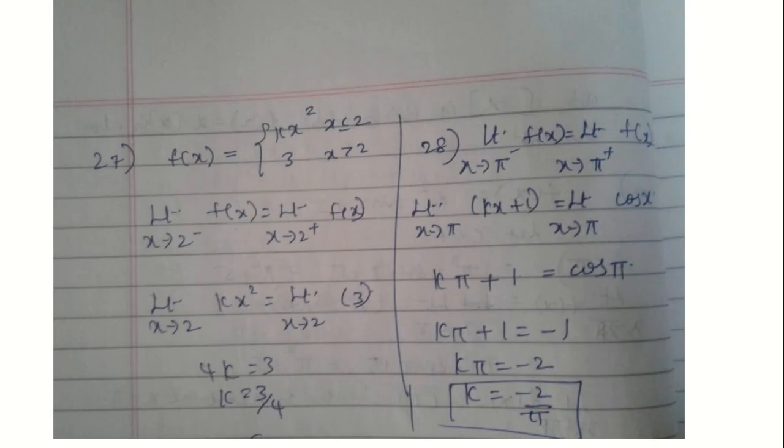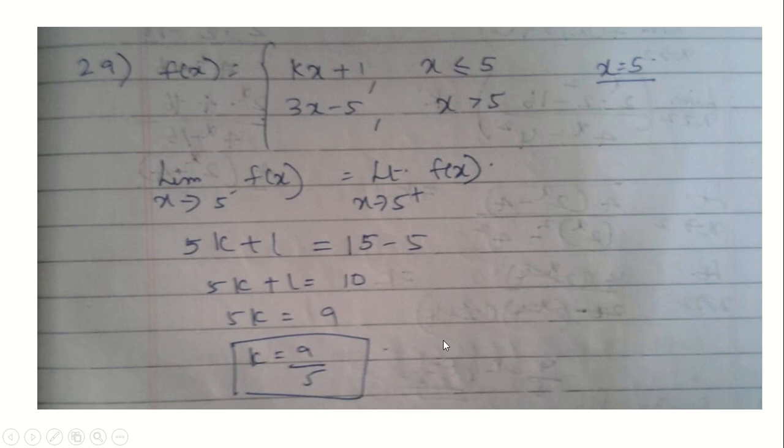Let us look at the answers. 27, the answer is 3 by 4. 28, the answer is minus 2 by pi. Okay, you can go through these answers. And 29, the answer is 9 by 5. So now we have done all the important problems in the first exercise, and 30 to 34 is remaining, and a few examples are also remaining. That I am going to give you very soon.